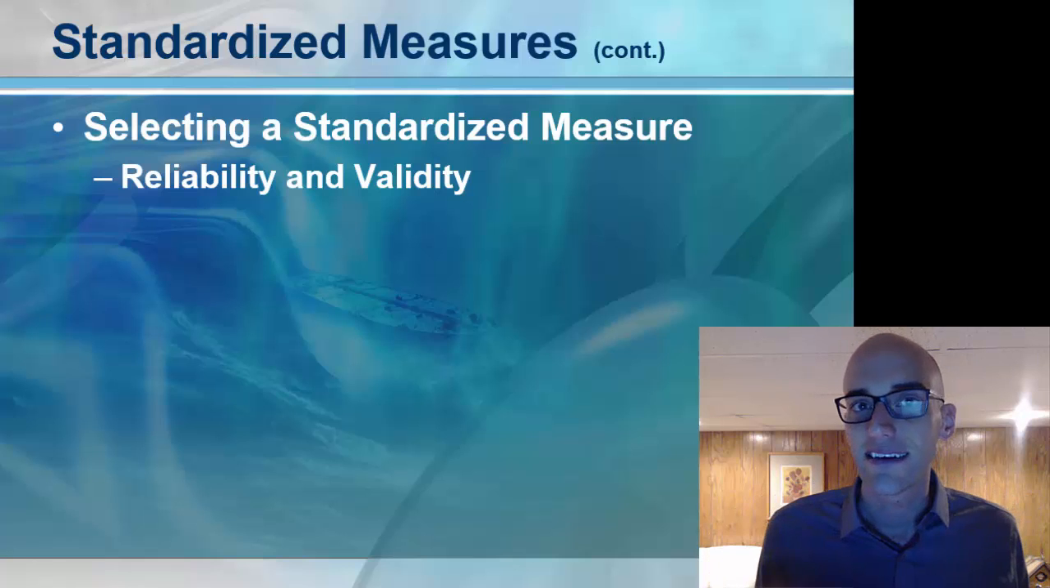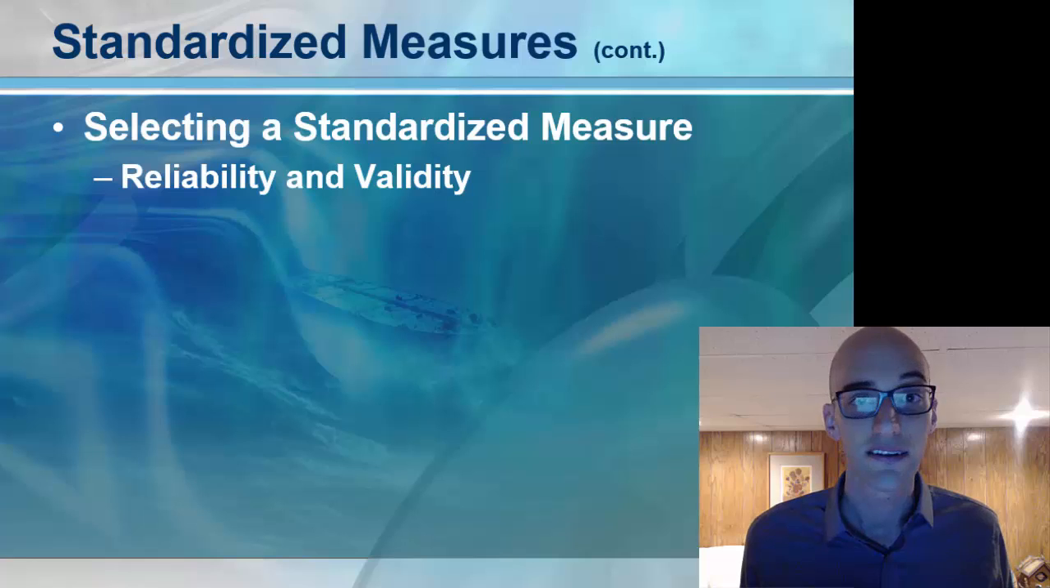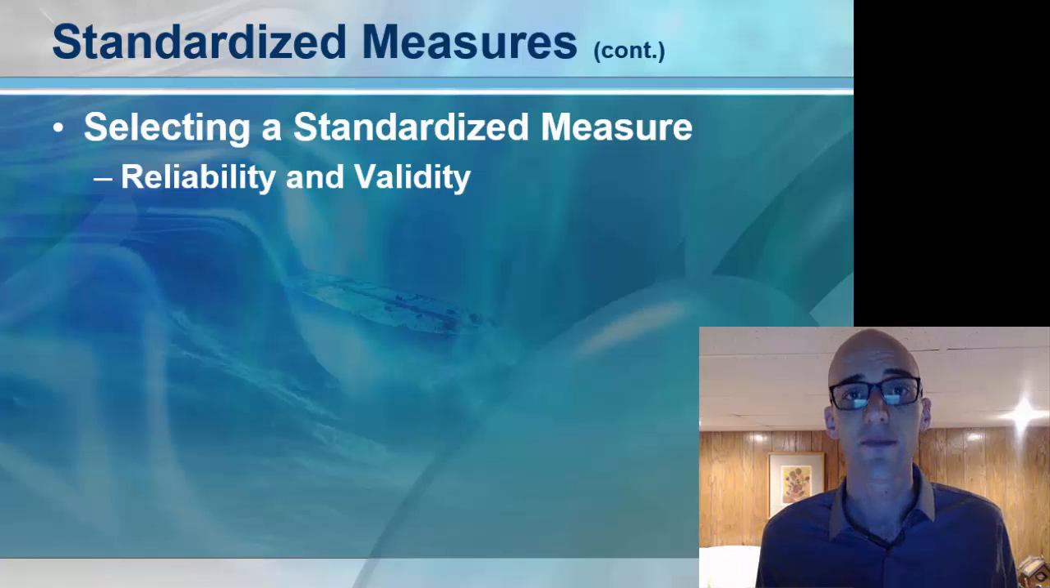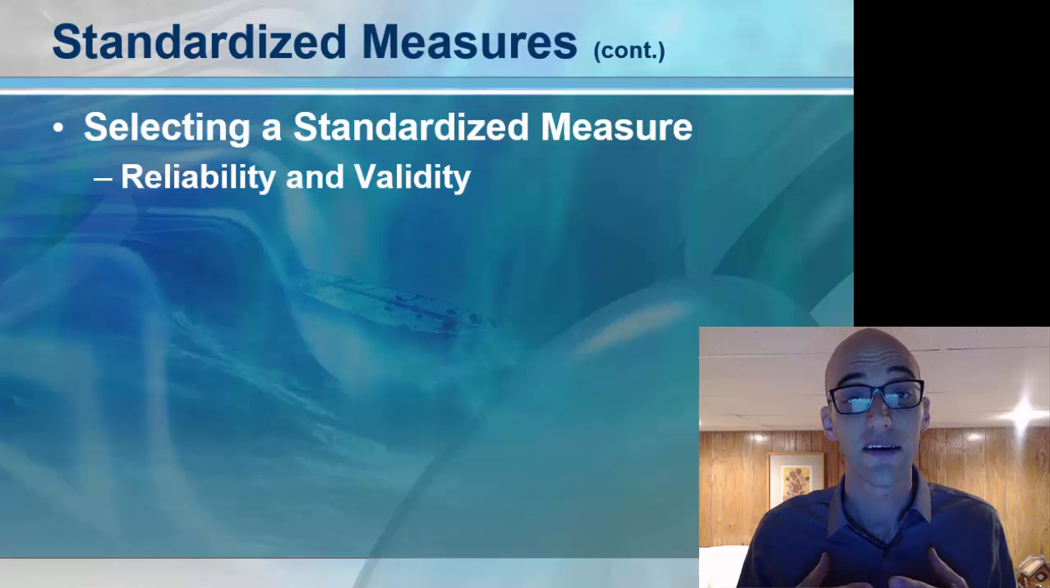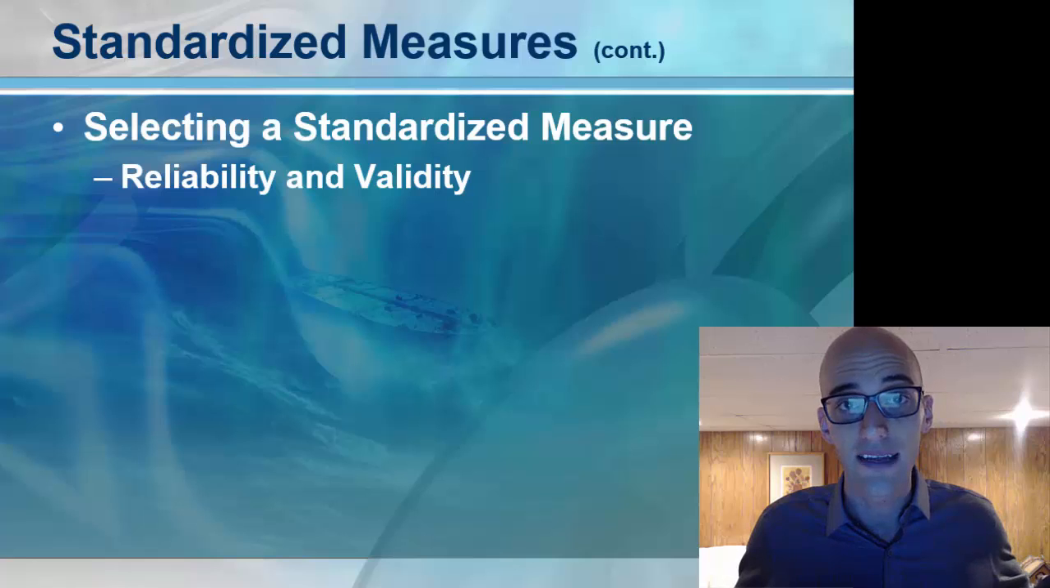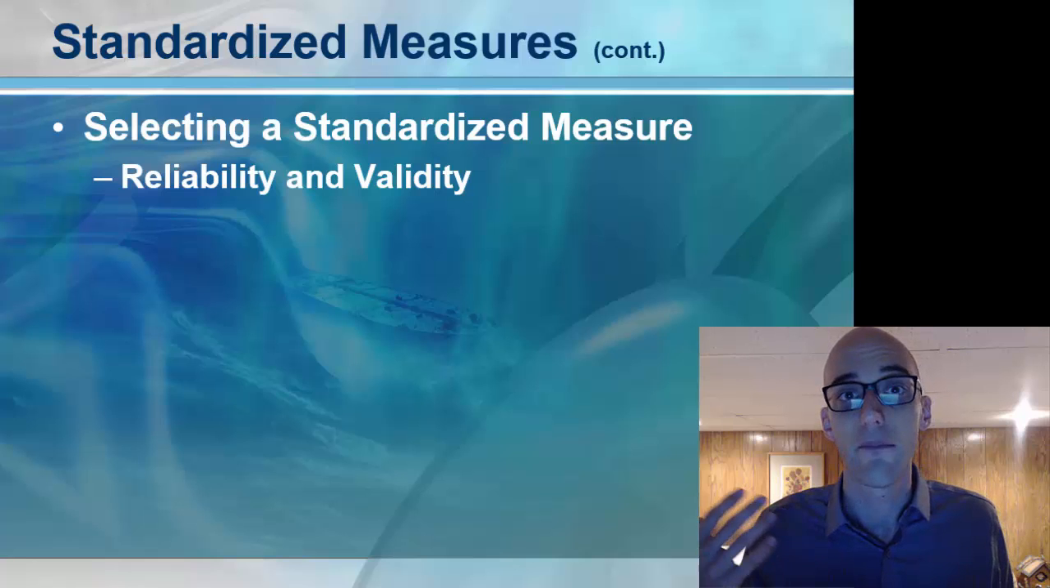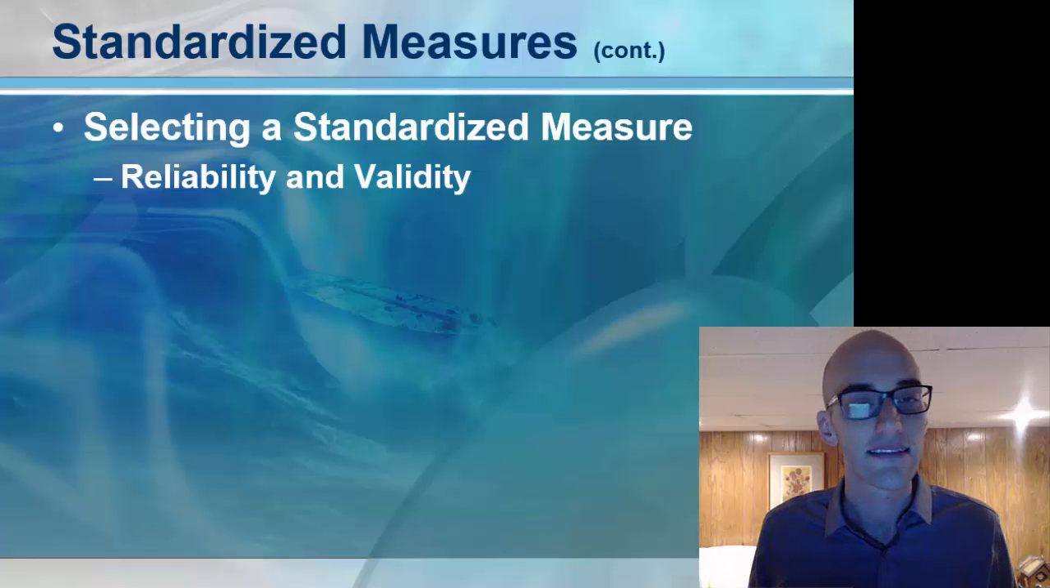So reliability is the consistency of the measure to give consistent results every time it's used. And validity is the accuracy of the measure. So is it going to be covering what you want it to cover? Is it going to be covering the full concept? Is it going to have multiple dimensions to it that are going to really get at depression or anxiety or whatever it is that you're really trying to measure?